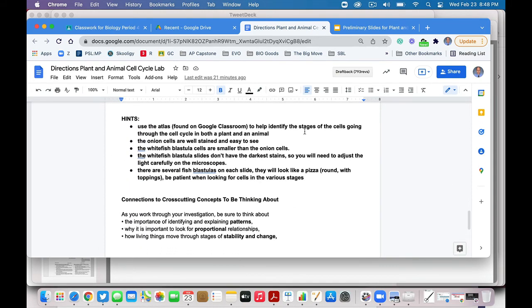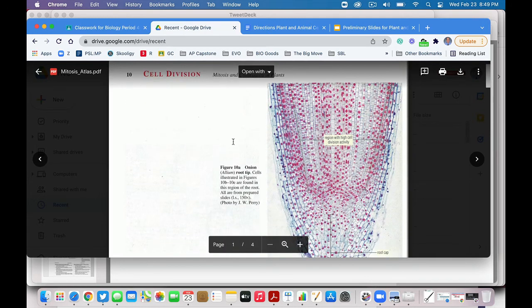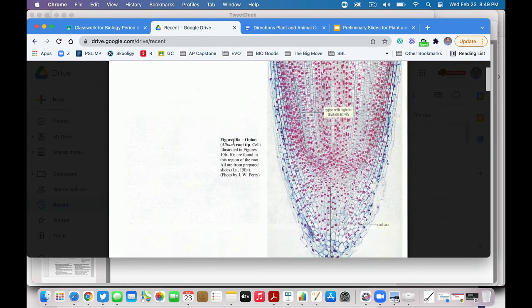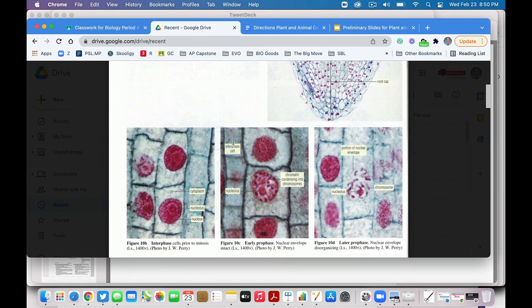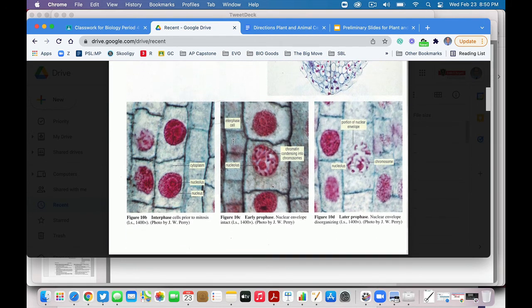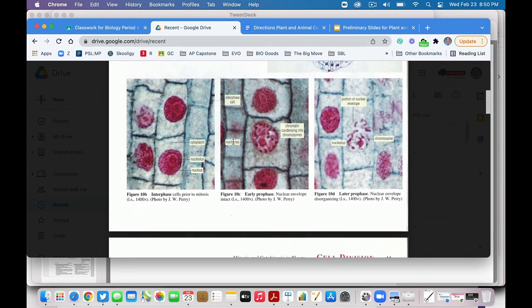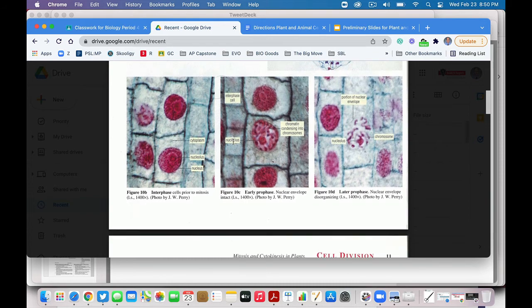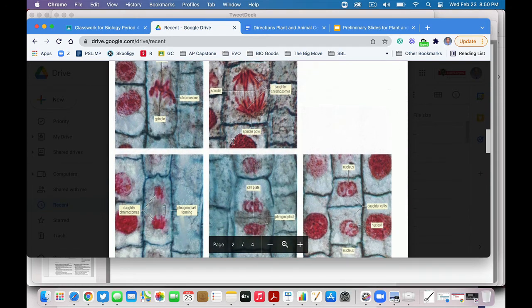about using the resources that you have available. The atlas looks like this. So it's some colored pictures, right? So there's that image from the slideshow. And then there's some other pictures that show interphase, prophase. Now here it says early and late prophase. I don't care so much about that. But you can definitely see chromosomes starting to show up in prophase. And then here's metaphase, anaphase, and so on.